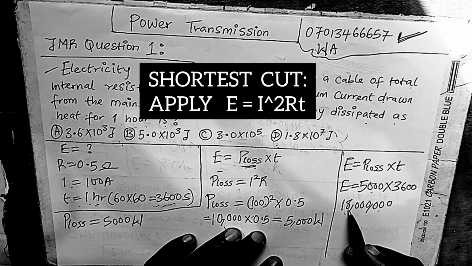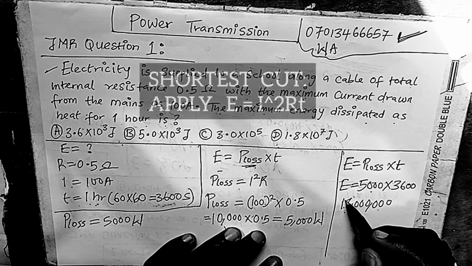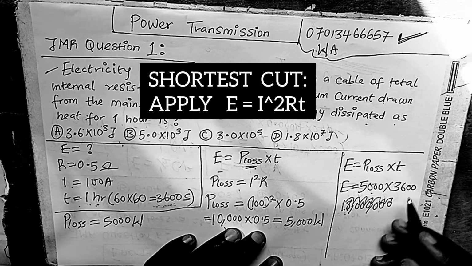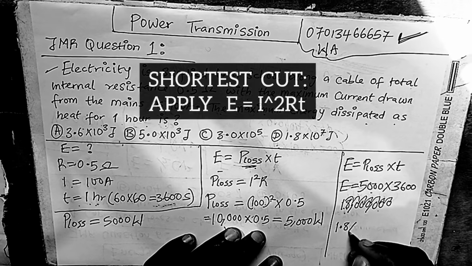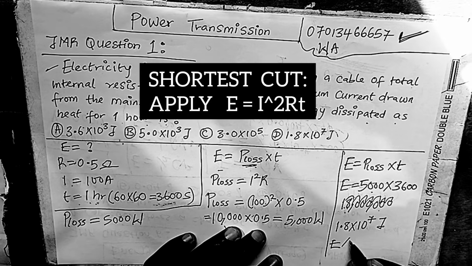If you want to convert this to two significant figures, you can put a point here. Then count from where you put the point: 1, 2, 3, 4, 5, 6, 7. That's raised to power 7. So it is 1.8 times 10 raised to power 7 joules. So E is equal to this.